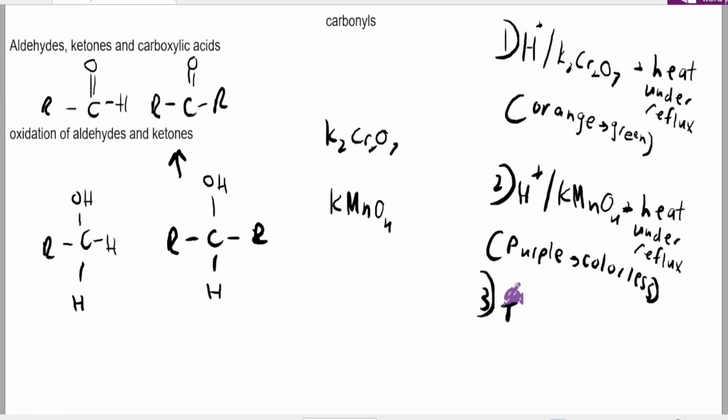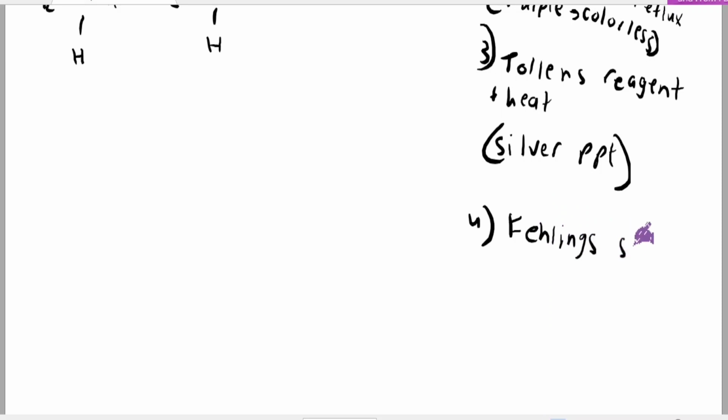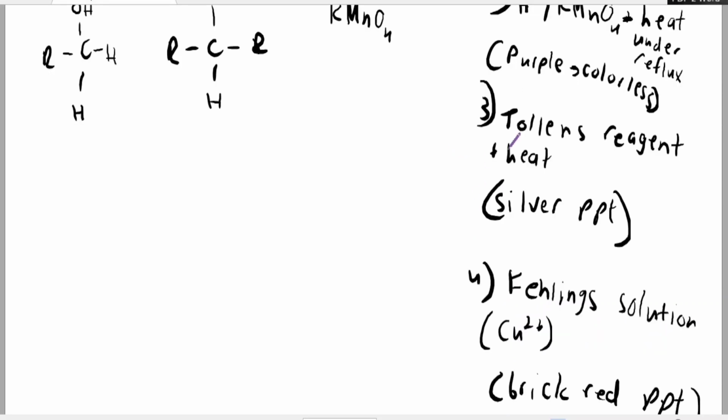The third reagent is Tollens reagent, and you simply heat it, and the color change that you'll see is a silver PPT, because Tollens reagent has Ag plus ions. And the final reagent that you need to know is something called Fehling's solution, which has Cu2 plus ions. The color change that you will get is a brick red PPT. And remember that Tollens reagent and Fehling's solution are mild oxidizing agents.